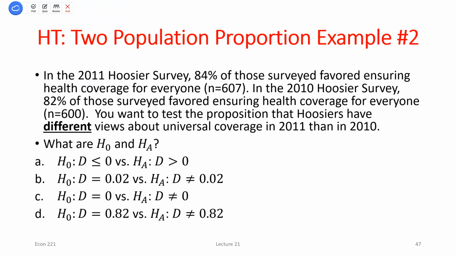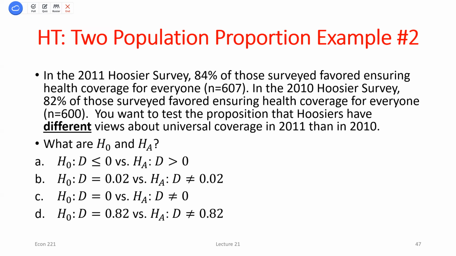If I'm wanting to test for whether or not these views are different from each other, what I'm really saying is, is the sample proportion in 2011 not equal to the sample proportion in 2010? Anytime we see this term different than, it's the same as a one population test. We said this terminology of different than should tell us to use the not equal to sign in an alternate hypothesis. So right away, we should be ruling out A.